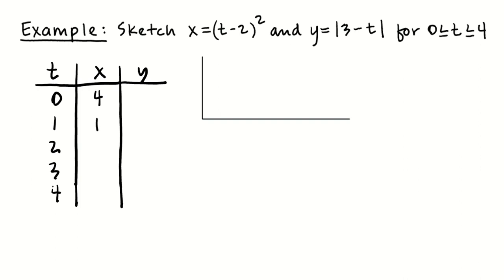So x is going to be 4, 1, 0, 1, 4, and y would be 3 minus 0, 3 minus 1, 3 minus 2, 3 minus 3, and the absolute value of 3 minus 4. I'm going to need x at 1 and 4, y at 0, 1, 2, and 3. And now I'm just going to start plotting and connecting the dots. So 4, 3; 1, 2; 0, 1; 1, 0; and 4, 1.